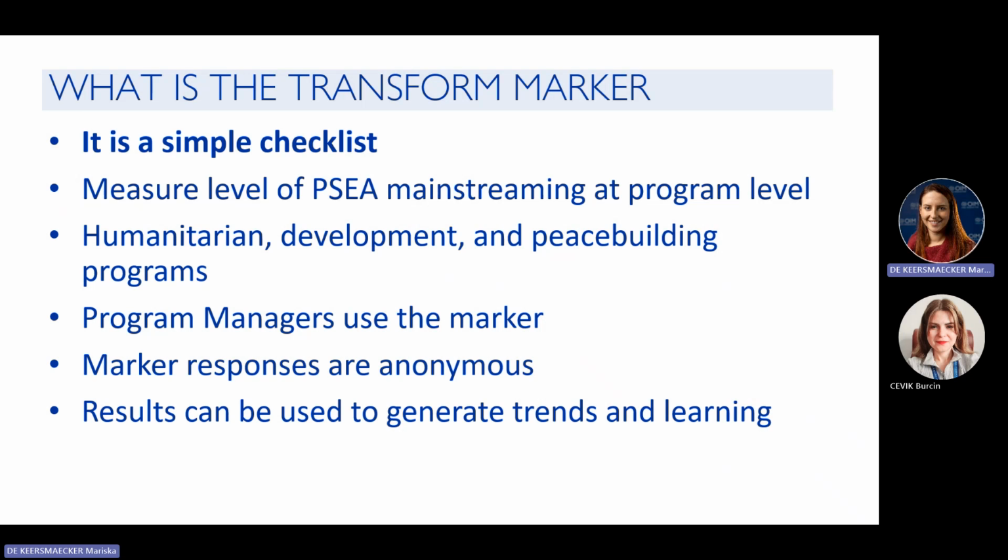So what is the Transform Marker? The Transform Marker is really a simple checklist that any program manager can use to check if their project is in line with minimum PSEA and safeguarding standards. It only takes 10 minutes to complete, but it gives valuable information on the level of PSEA mainstreaming in the project, whether that's a humanitarian, a development, or a peace building project. And most importantly, it allows program managers to strengthen their project further.